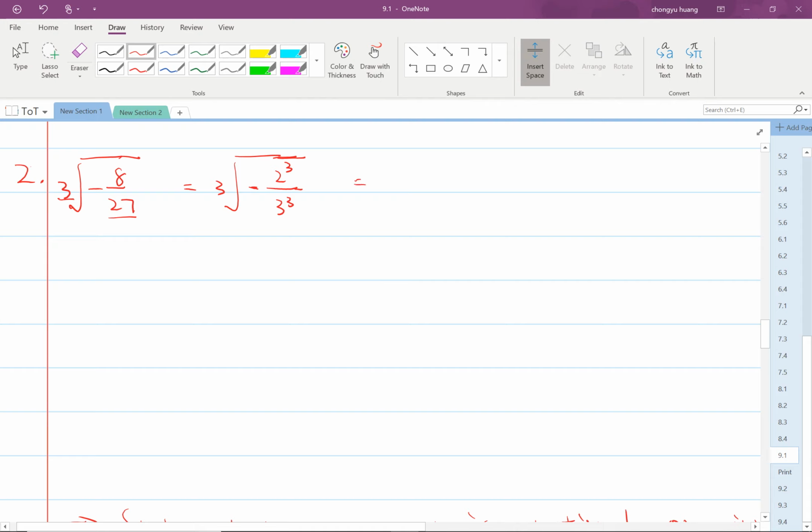Okay, so now you continue. So now what we have is negative 2 over 3 to the power 3, right? So we have negative 2 over 3, and you basically put the power outside. Now you can see we have a cubic root, and we have something to the power 3, right? So those things get cancelled, and our final solution is negative 2 over 3.